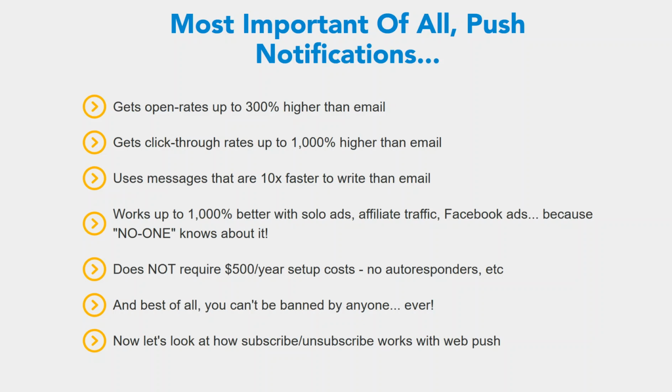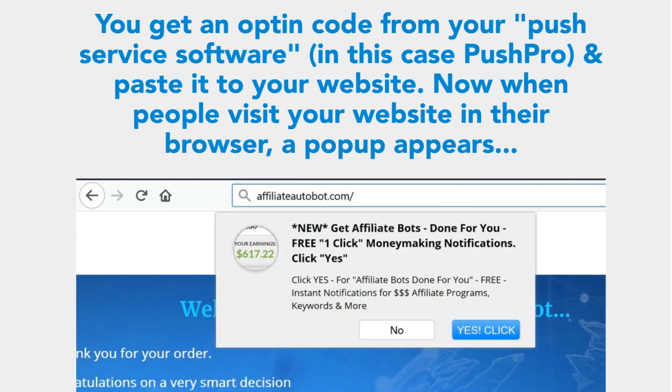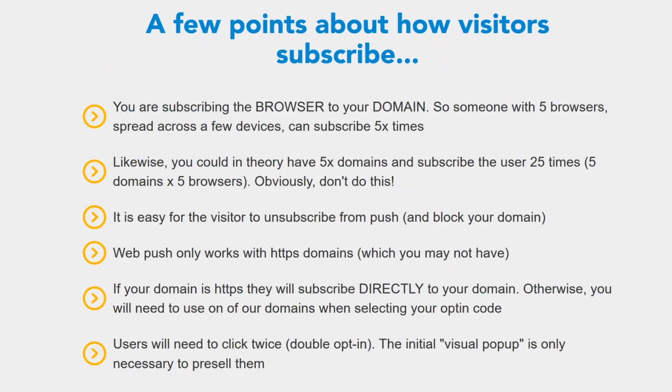Now let's look at exactly how the subscribe and unsubscribe process works when it comes to web push and browser push notifications. As mentioned, you get an opt-in code from your push service software, which in this case is Push Pro, and you then paste it to your website. Whenever people visit your website in their browser, a pop-up that looks like this appears with a no and yes button. And of course people click the yes button and are then subscribed.